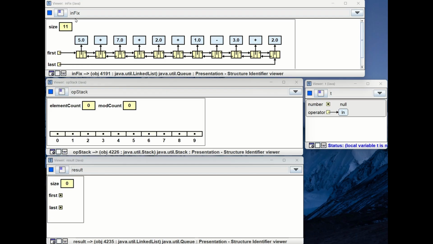And so what we see here is going to be our input. This is going to be a queue that has an infix expression, and it's represented by a linked list. These are the linked list nodes, and so you can see how they're linking to each other. And then this is the content in each of those nodes.